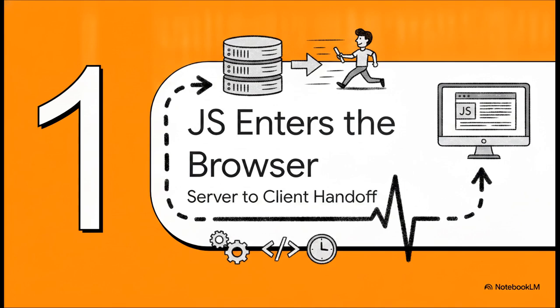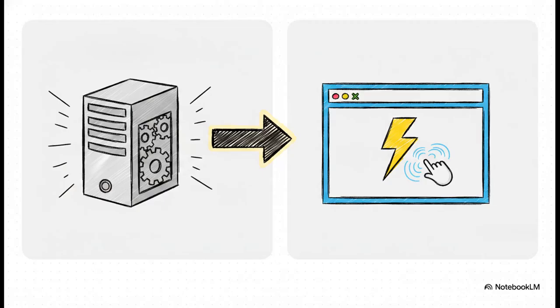Section 1, JavaScript enters the browser, the handoff from server to client. So there's a really stark contrast to understand right off the bat here. It's effectively a passing of the baton. Server-side code, like PHP, builds the page off-screen before it ever even reaches the browser. It's doing all of the heavy lifting behind the scenes. But client-side code, which is JavaScript, runs right inside the user's browser. It wakes up after the page has already arrived, and its sole job is to react to the user in real time.